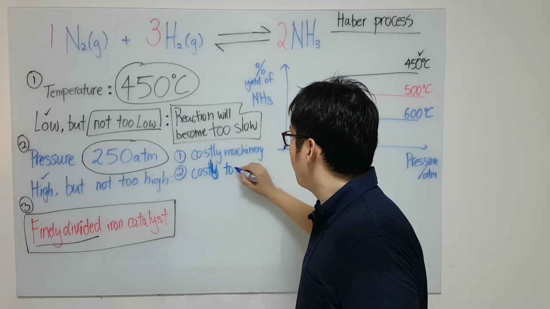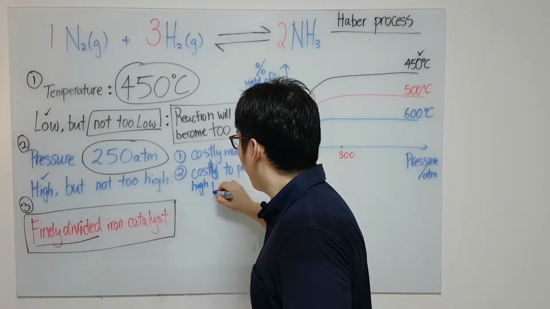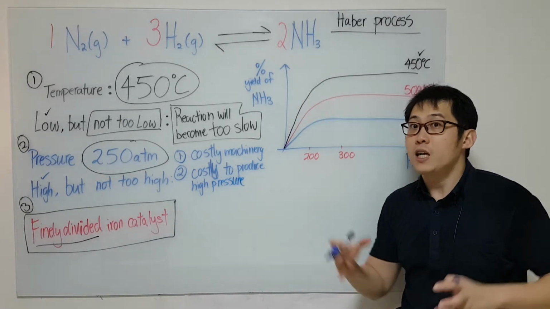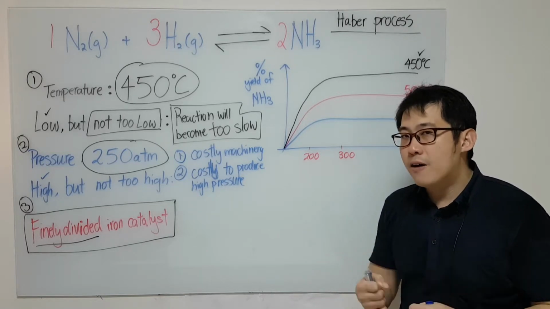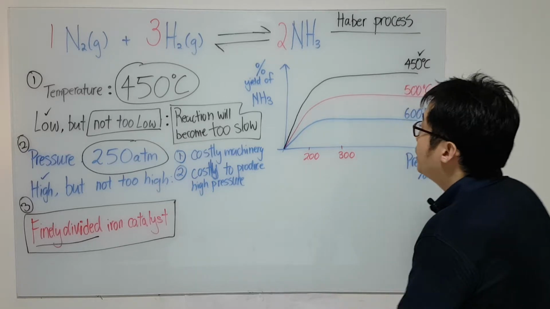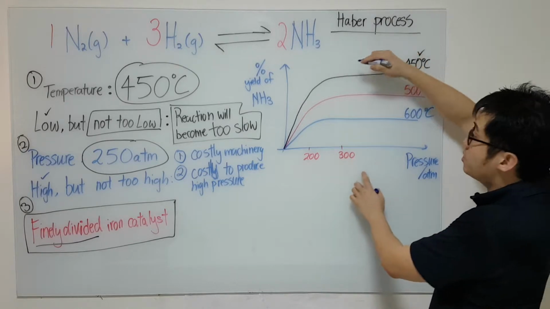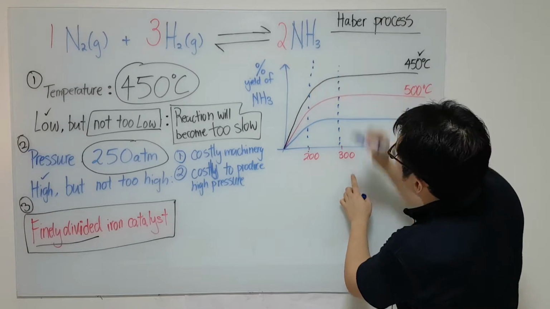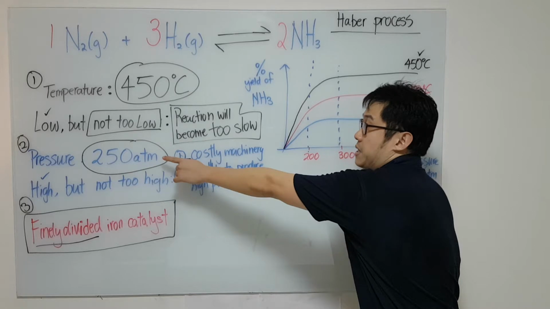costly to produce high pressure. Because what happens is you need a compressor to compress the air with very strong force in order to produce a high pressure, and that itself is costly. So after doing some experiments, they realized that after 300, since the yield is not going to increase so much, I'm going to use a pressure somewhere in this range, and comfortably it becomes 250 atm.